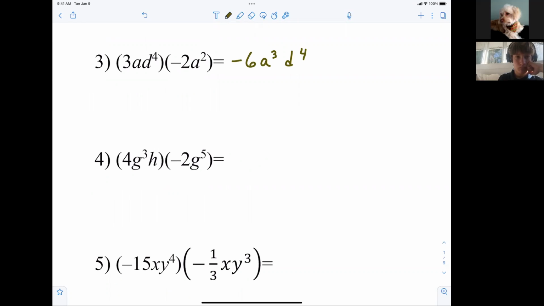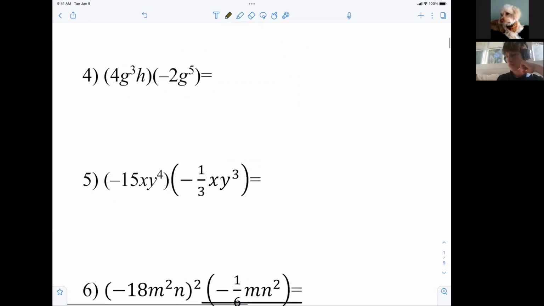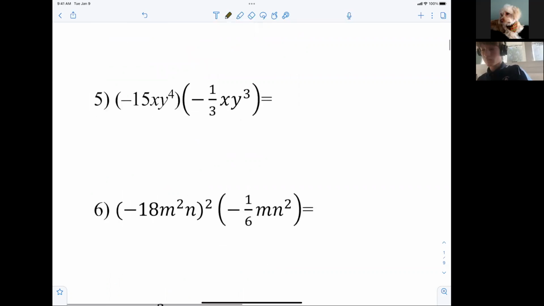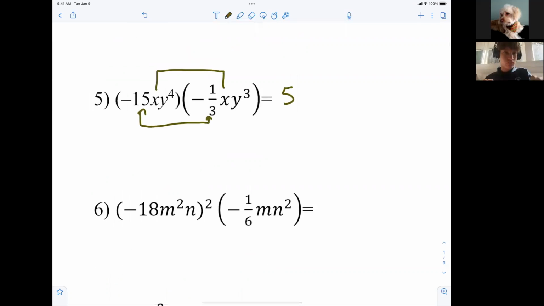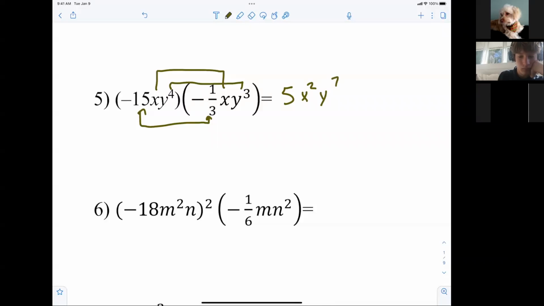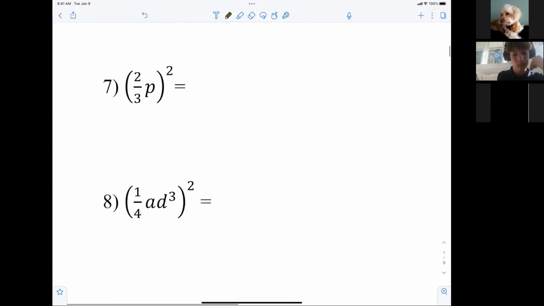Any issues? Okay. Number 5, multiplying again numbers. That would equal 5. And now you're adding exponents. Anybody have any issues with that? Anybody have any issues? Anybody? All right, let's knock out 7.